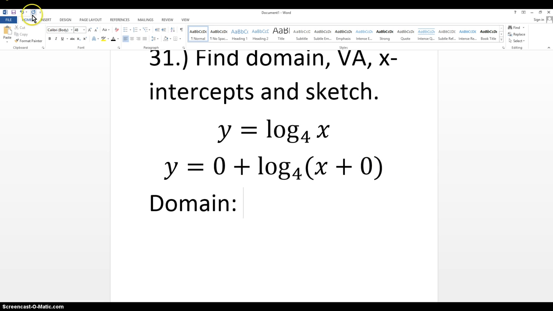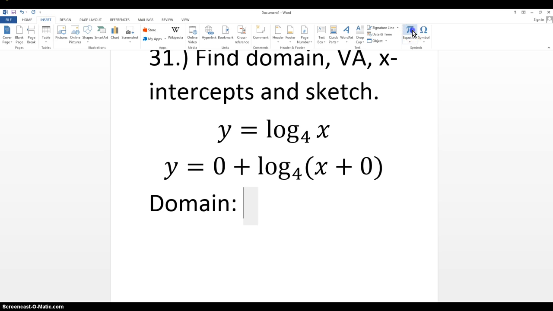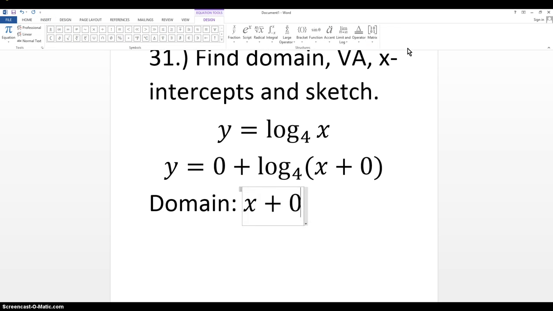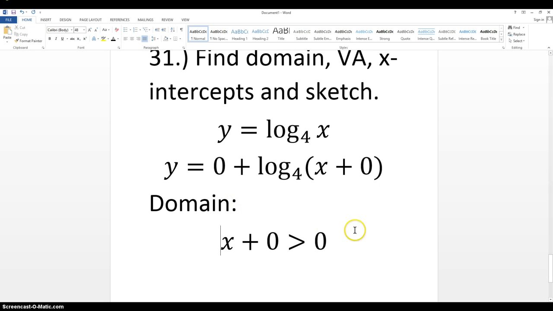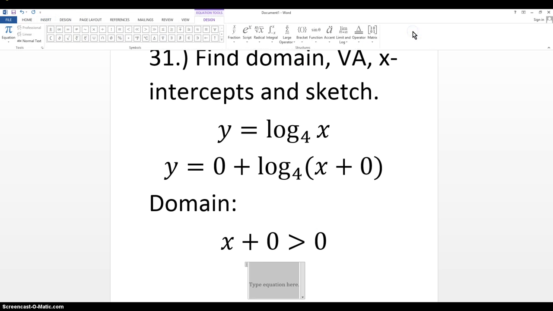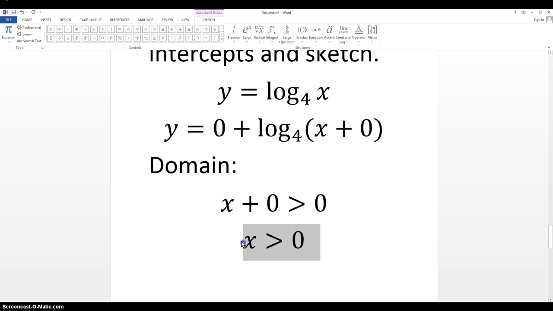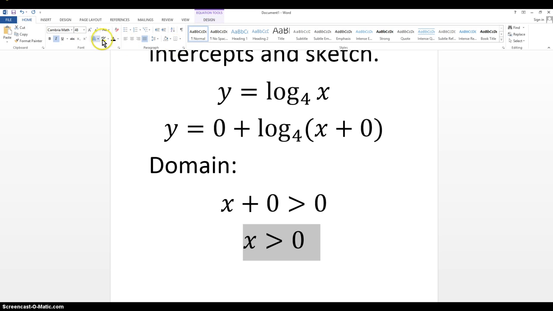So let's go ahead and find my domain. My domain is take your x plus 0 and set it greater than 0. Obviously, in this case, my domain is basically what? x is just greater than 0. Okay, so that's my domain. That's one of our answers, so I'm going to go ahead and highlight that.